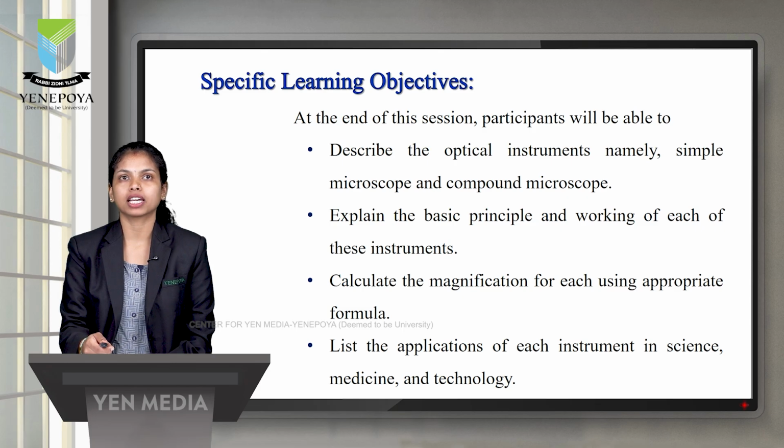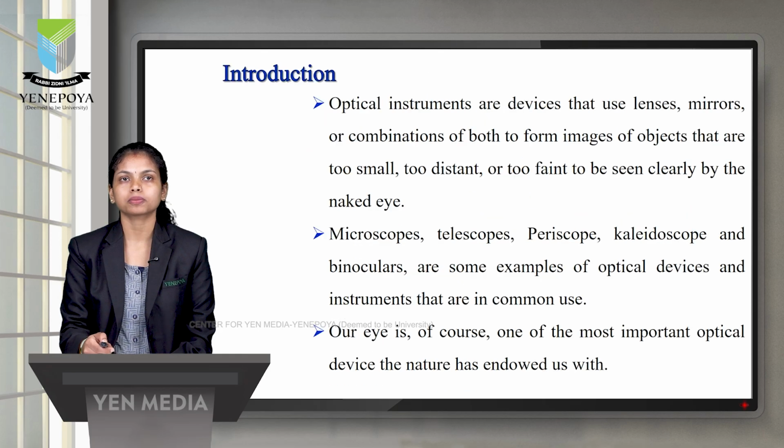The specific learning objectives. At the end of the session, you will be able to describe the optical instruments, namely simple microscope and compound microscope, explain the basic principle and working of each of these instruments, calculate the magnification for each using appropriate formula, and list the applications of each of these instruments in science, medicine, and technology.